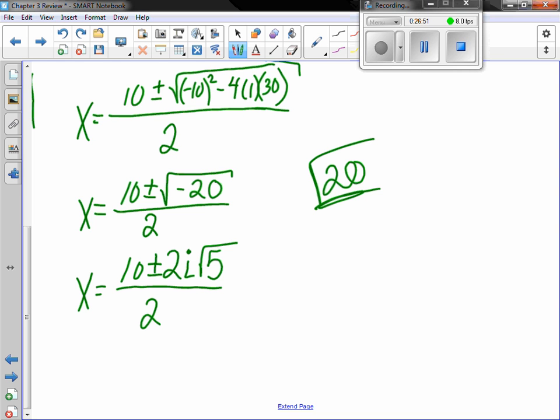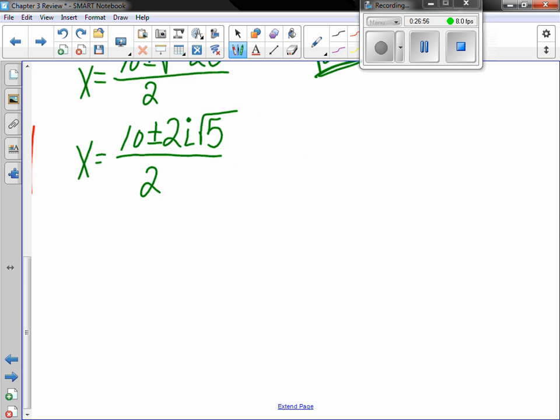Any questions on this here? Any questions on this here so far? Now there is a greatest common factor of 2 that we could factor out.